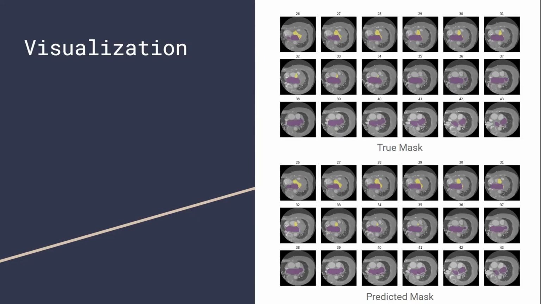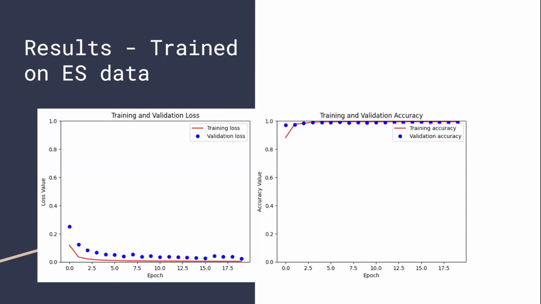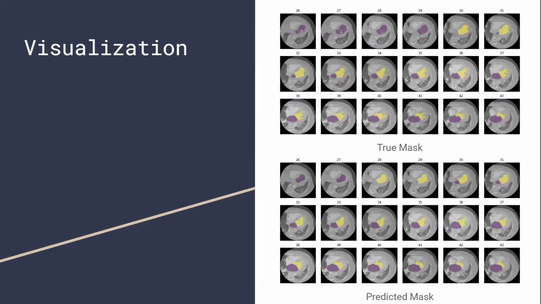This is tested on the end systole data. So we train on the end diastole data and then we validate on systole data, and it did a pretty good job identifying everything. And the same for the model trained on the end systole data, and the visualization is pretty good.